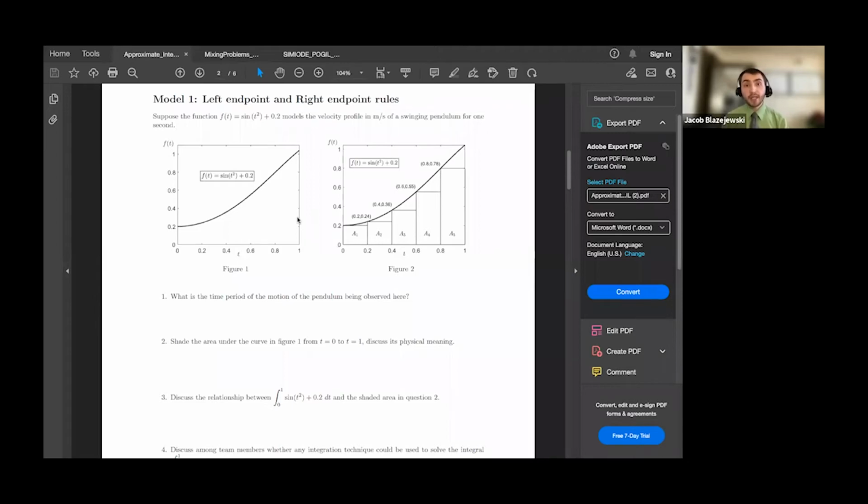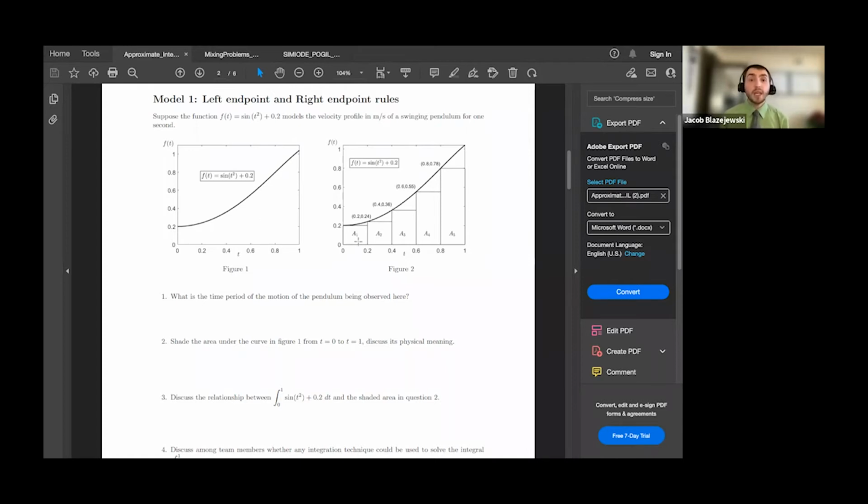Our activity is about approximating the area under an integral curve. We assume that students have already been studying some integration strategies, and now we develop why we need to approximate integrals and how you approximate integrals. Our first model targets the left endpoint and right endpoint rules, with a quick setup of a function modeling the velocity of a swinging pendulum, and two graphs of the same function, one with rectangles and one without.